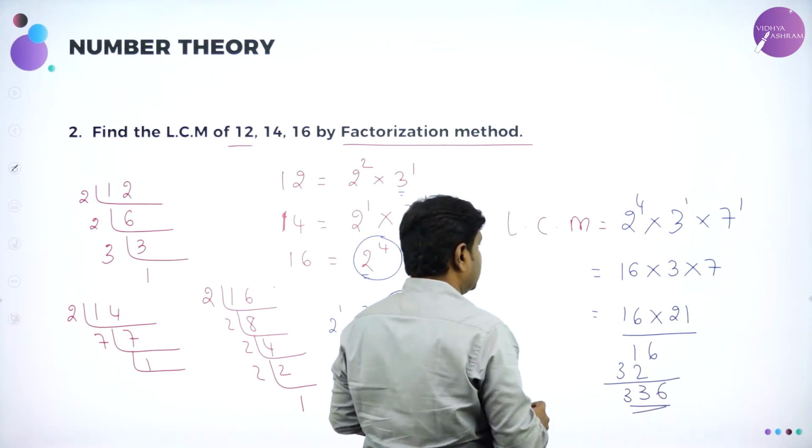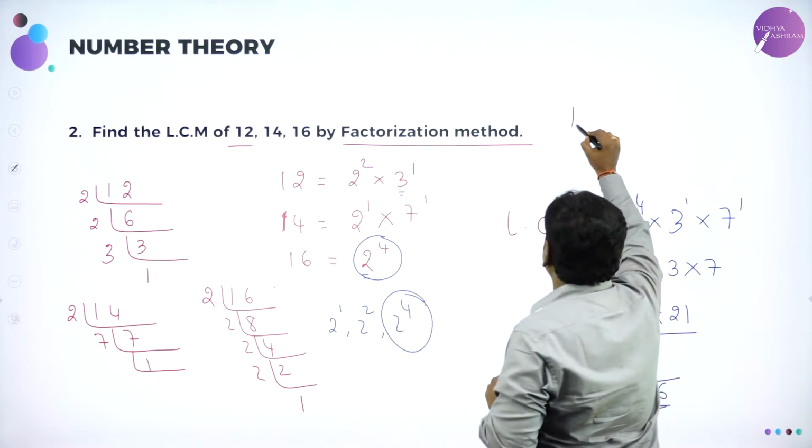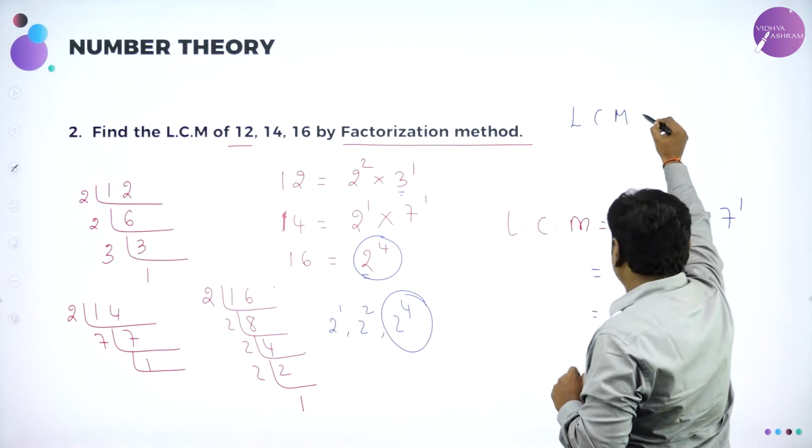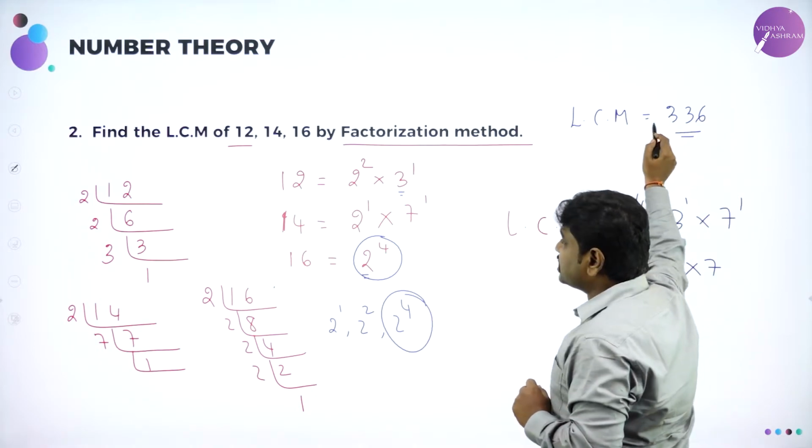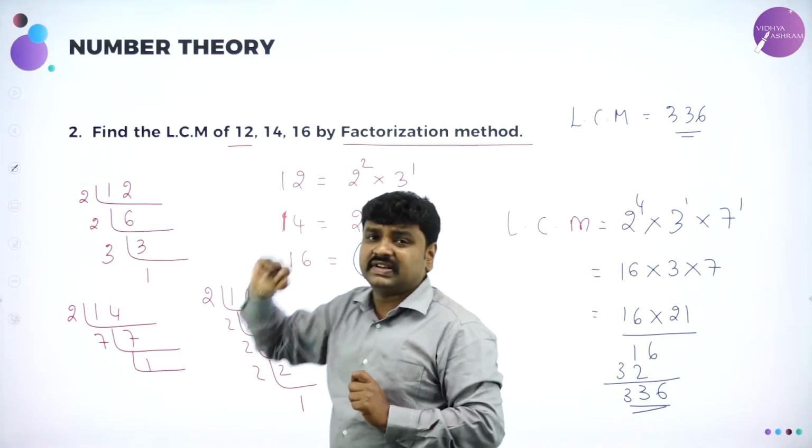So now we got the LCM. What is the LCM? Least common multiple, that is what they want. We got the answer 336. This is the least number that is divisible by 12, 14 and 16.